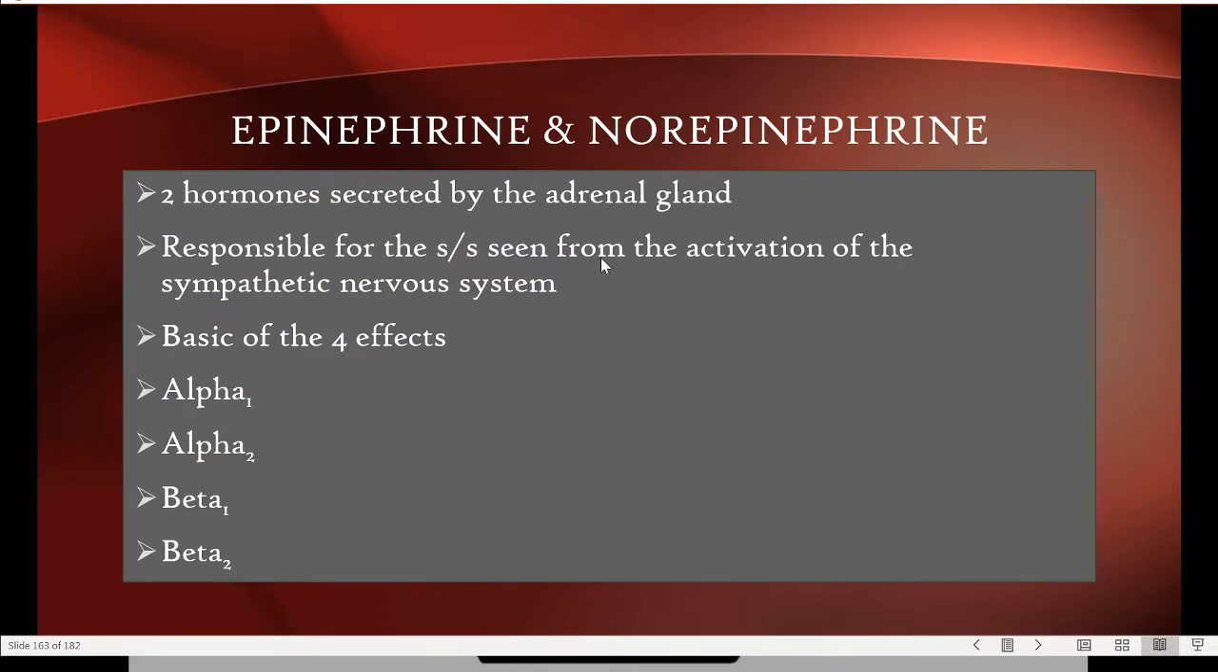And then we get to the neurotransmitters epi and norepi, again secreted by the adrenal glands, responsible for the signs and symptoms seen from the activation of the sympathetic nervous system. What we just saw from the bear climbing the tree. We associate alpha 1, alpha 2, beta 1, and beta 2 with these, and we'll talk about that.